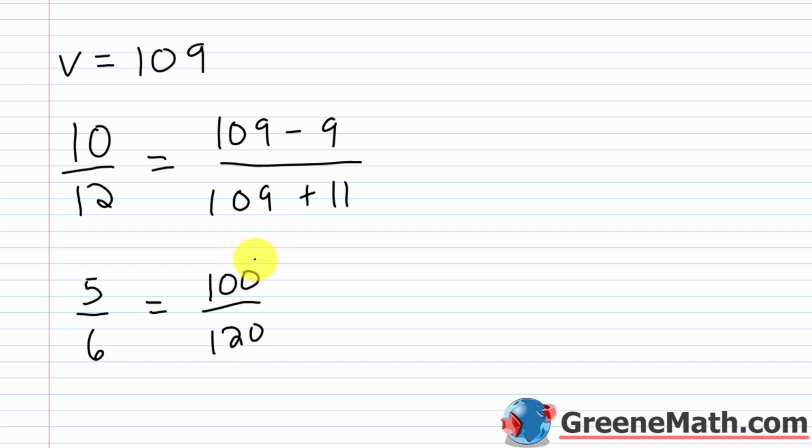So each here is going to be divisible by 20. If I divide 100 by 20, I'd get 5. If I divide 120 by 20, I get 6. So you can see once you simplify each one, you get 5/6 equals 5/6. And so v equals 109 is the correct solution.